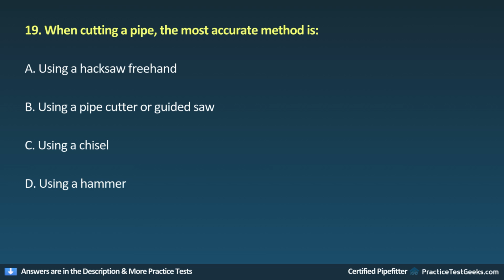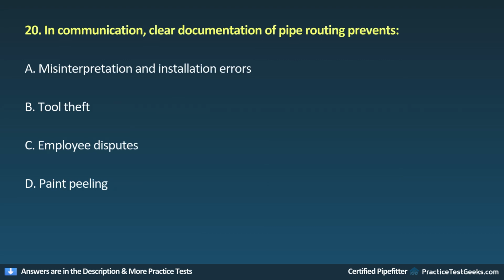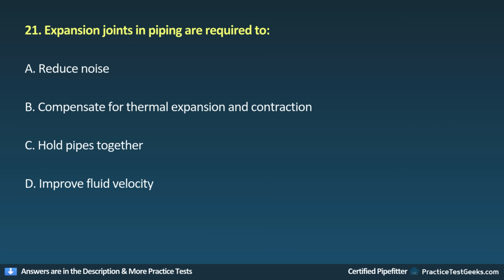B. Using a pipe cutter or guided saw. C. Using a chisel. D. Using a hammer. 20. In communication, clear documentation of pipe routing prevents A. Misinterpretation and installation errors. B. Tool theft. C. Employee disputes. D. Paint peeling. 21. Expansion joints in piping are required to A. Reduce noise.